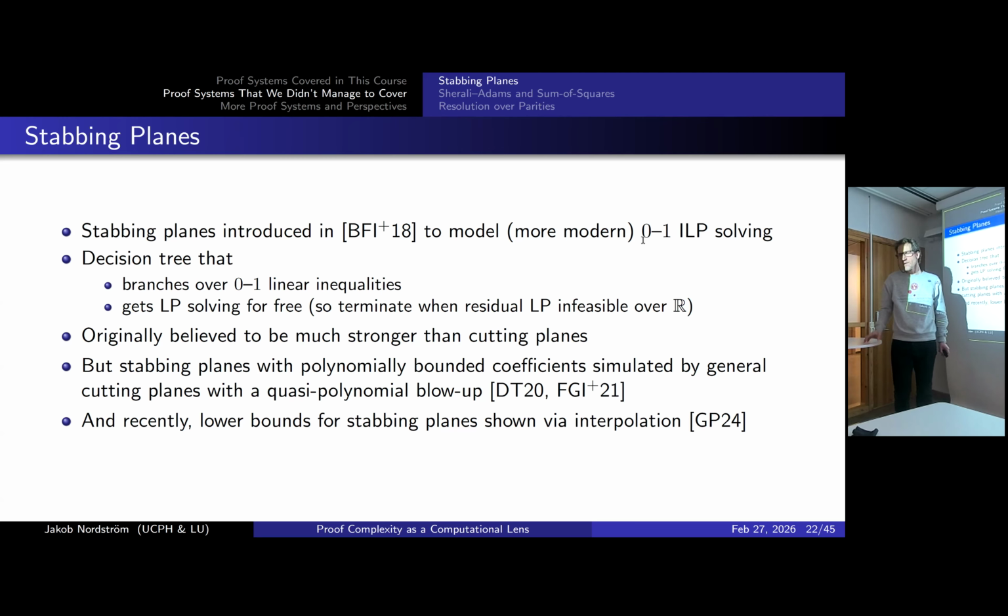So this is sort of saying that, okay, at least Stabbing Planes star is very close to Cutting Planes. And then even more recently, there have been lower bounds for Stabbing Planes via interpolation, so lifting some of the strong exponential lower bounds we had for Cutting Planes to Stabbing Planes. So I don't know if people are sure now what to believe about Stabbing Planes and Cutting Planes.